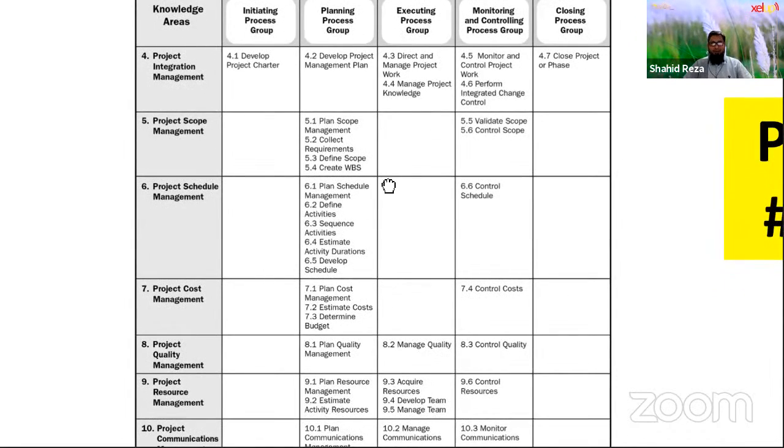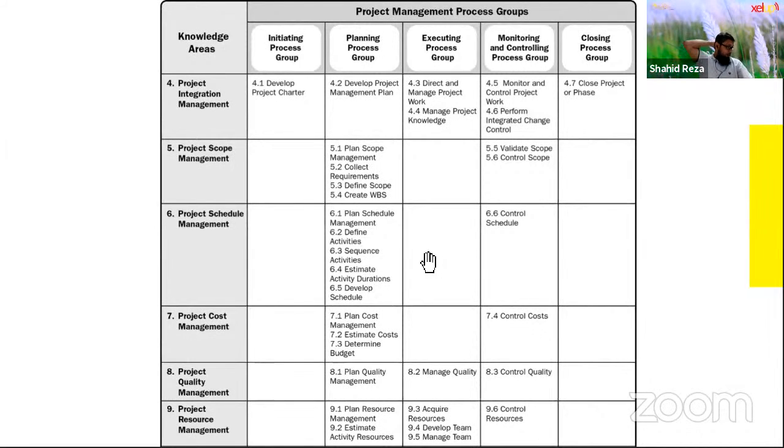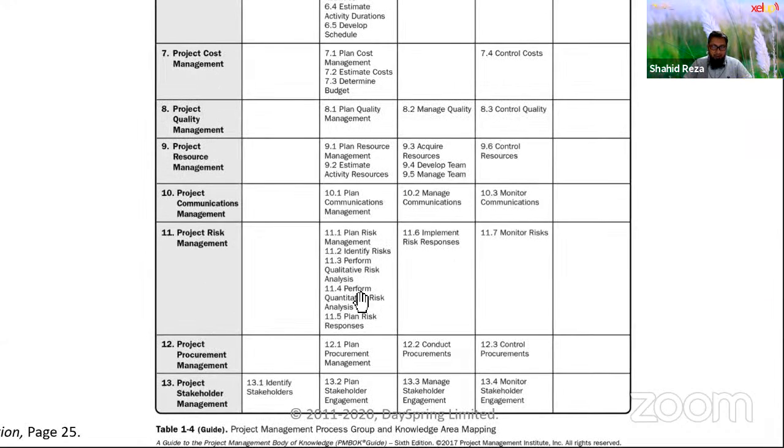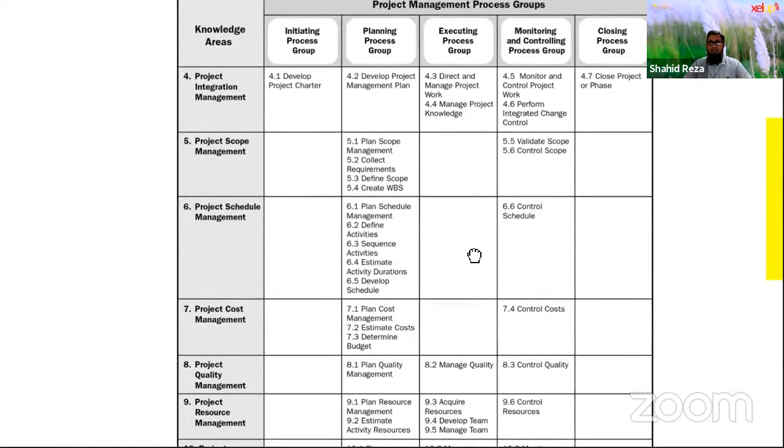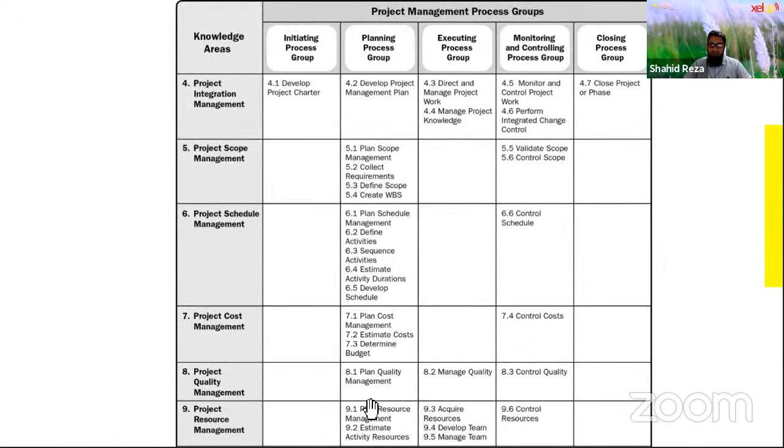This is very, very important to understand this matrix table. Any table we can also call a matrix, right? So let me discuss this table. This is table number 1.4, project management process groups and knowledge areas. In this table, we see the relationship between 5 process groups, 10 knowledge areas, and 49 processes.